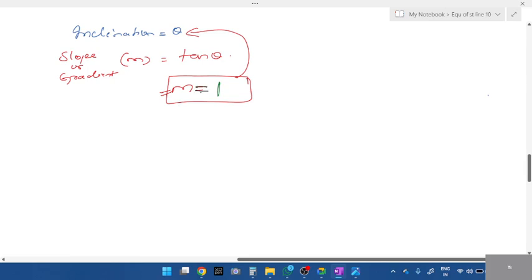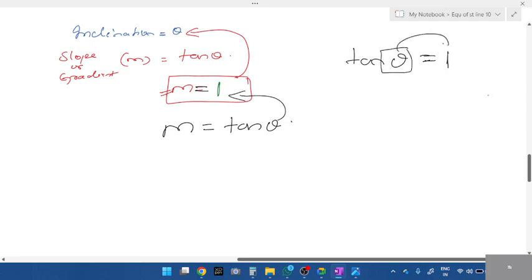Okay, fine, Mariana. m is equal to 1, students. How do you calculate the theta value? m is equal to tan theta. Compare with tan theta. Tan theta is equal to 1. Then how do you get theta? All of you respond. For which theta do you get 1, students? What are the values of tan?